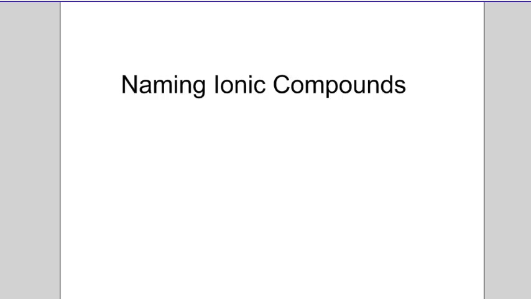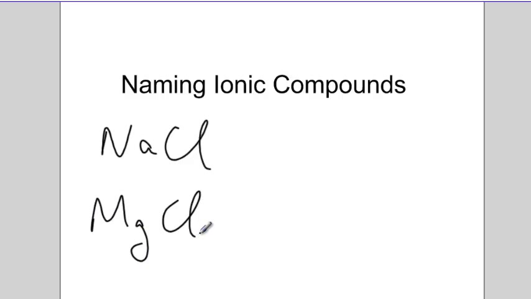Now, let's talk about naming ionic compounds. Once we've got a formula, be it NaCl or MgCl2 or Fe2O3, we want to know how to name these formulas.